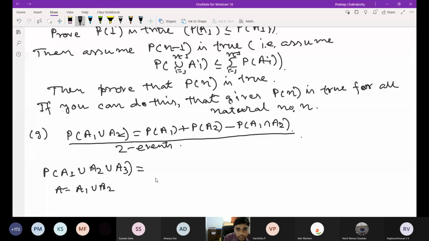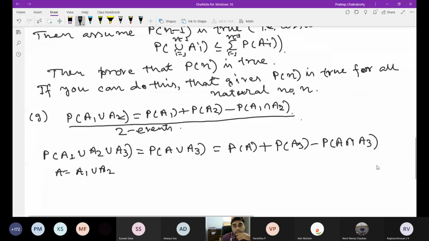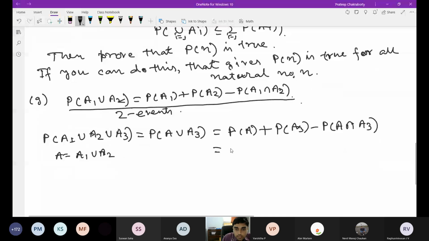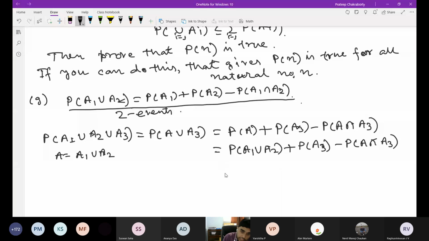Okay. So this will be P(A union A3), which will be P(A) plus P(A3) minus P(A intersection A3). And what is P(A)? P(A) is P(A1 union A2) plus P(A3) minus P(A intersection A3).